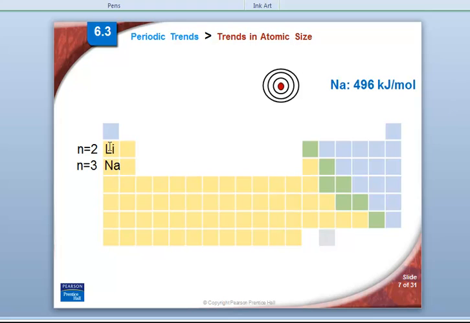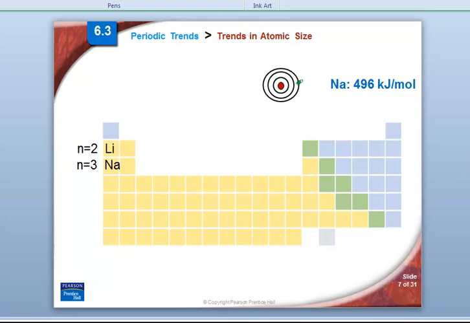However, when we go down the group, down the column, and go to sodium, sodium has a third shell, and so its valence electron is right here. And as you can see, it's further away from the nucleus. And so relative to lithium, it's a little easier to take sodium's electron off. Instead of 520, it's 496.